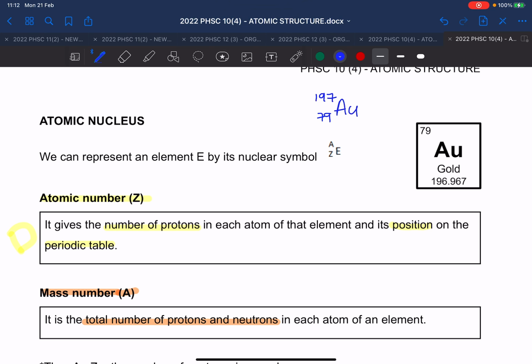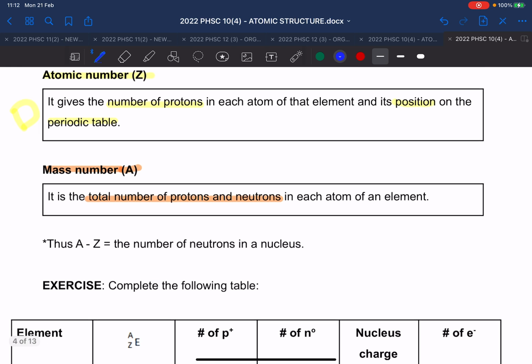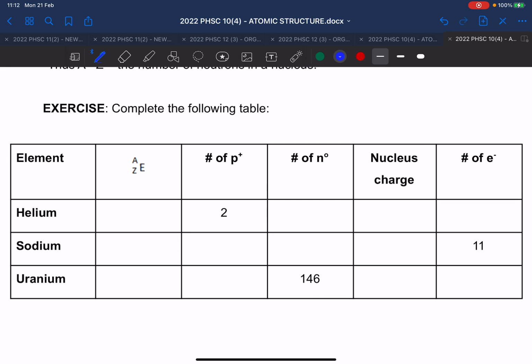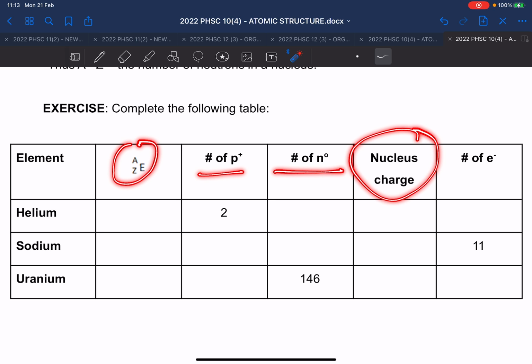Now, when you go to other textbooks or past papers or extra classes somewhere else, they can write it on the right hand side as well. So it can either be written on the left or on the right. It doesn't matter. So let's see if we can use that symbol to do the following. For each of the following, give the symbol, the protons, neutrons, the nucleus charge, positive or negative, and the number of electrons.